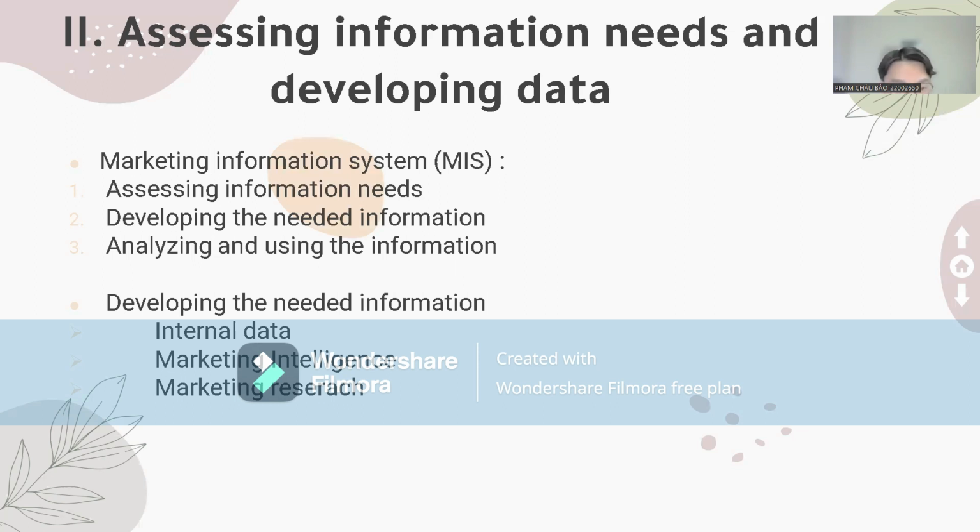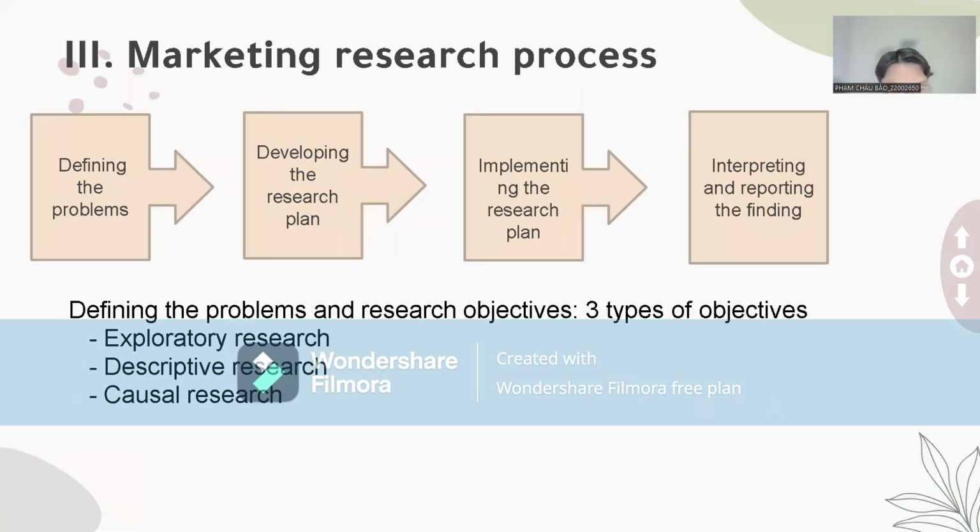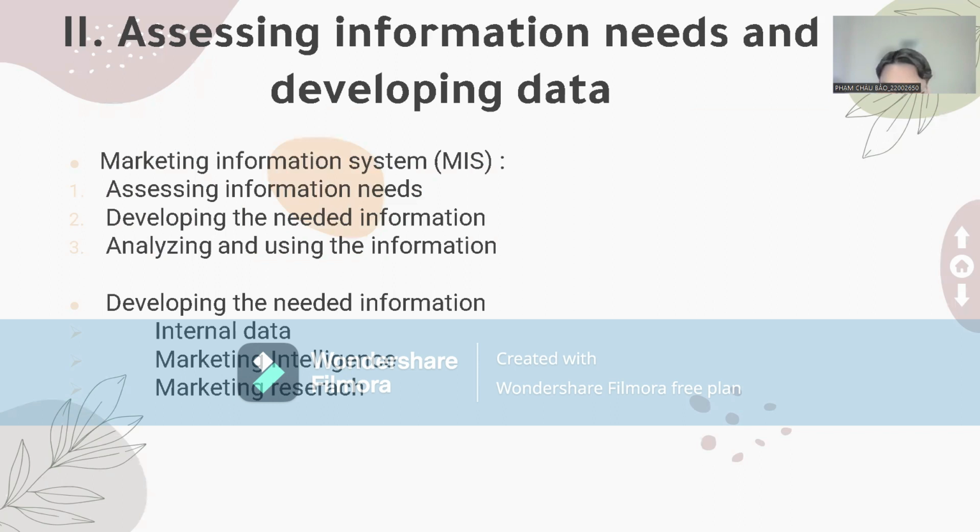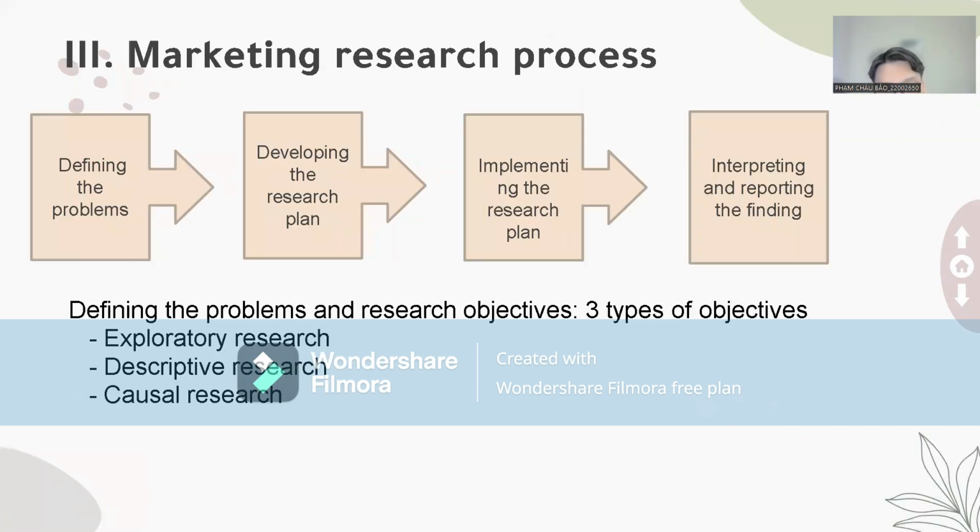Next, we have developing the needed information. We have three kinds. First, we have internal data, next we have marketing intelligence, and next we have marketing research. I can explain a little bit about the internal data. The internal data, also known as the internal databases, are the collections of consumer and marketing information obtained from data sources within the company network. And you can see that the internal data is the most important.